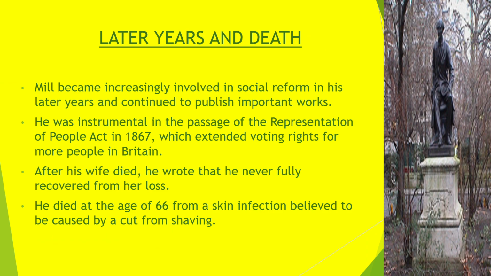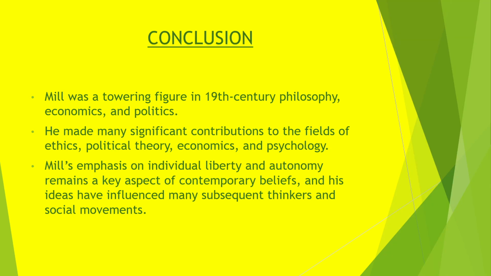Now, towards the later years in his life, this includes his time in Parliament, Mill became increasingly involved in social reforms. He was instrumental in the passage of the Representation of the People Act, which was passed in 1867, and this ended up extending voting rights for more people in Britain. After his wife died, he wrote that he never fully recovered from her loss, which I'm sure must have been devastating for him, and he died at the age of 66 from a skin infection that was believed to have been caused by a cut from shaving.